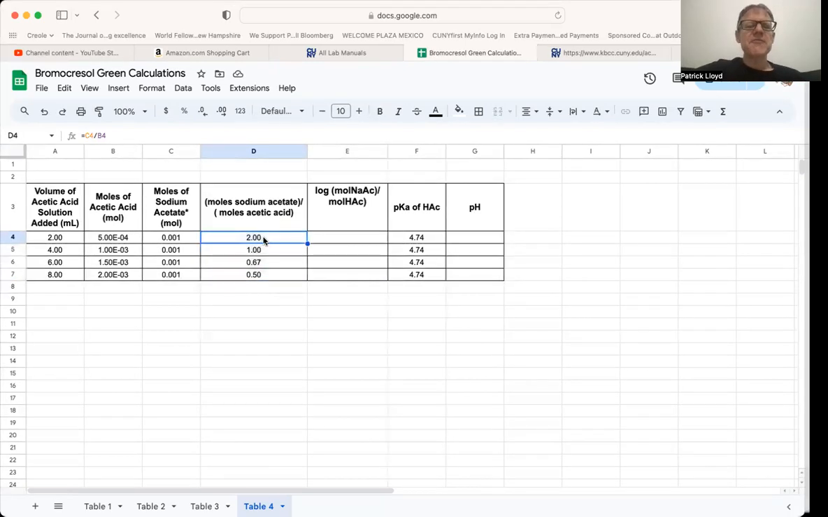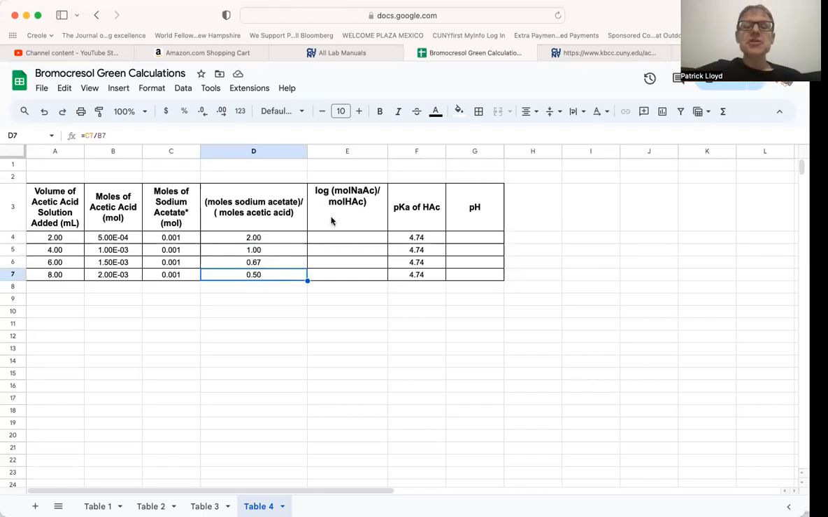So at the beginning, we have more of the base. By the time we're done, we have more of the acid. That should still be in the buffer range. Remember, the buffer range is when the ratio is between 0.1 and 10, right? 0.1 meaning a 1 to 10 ratio of base to acid, and a ratio of 10 would be 10 of the base, 1 of the acid.